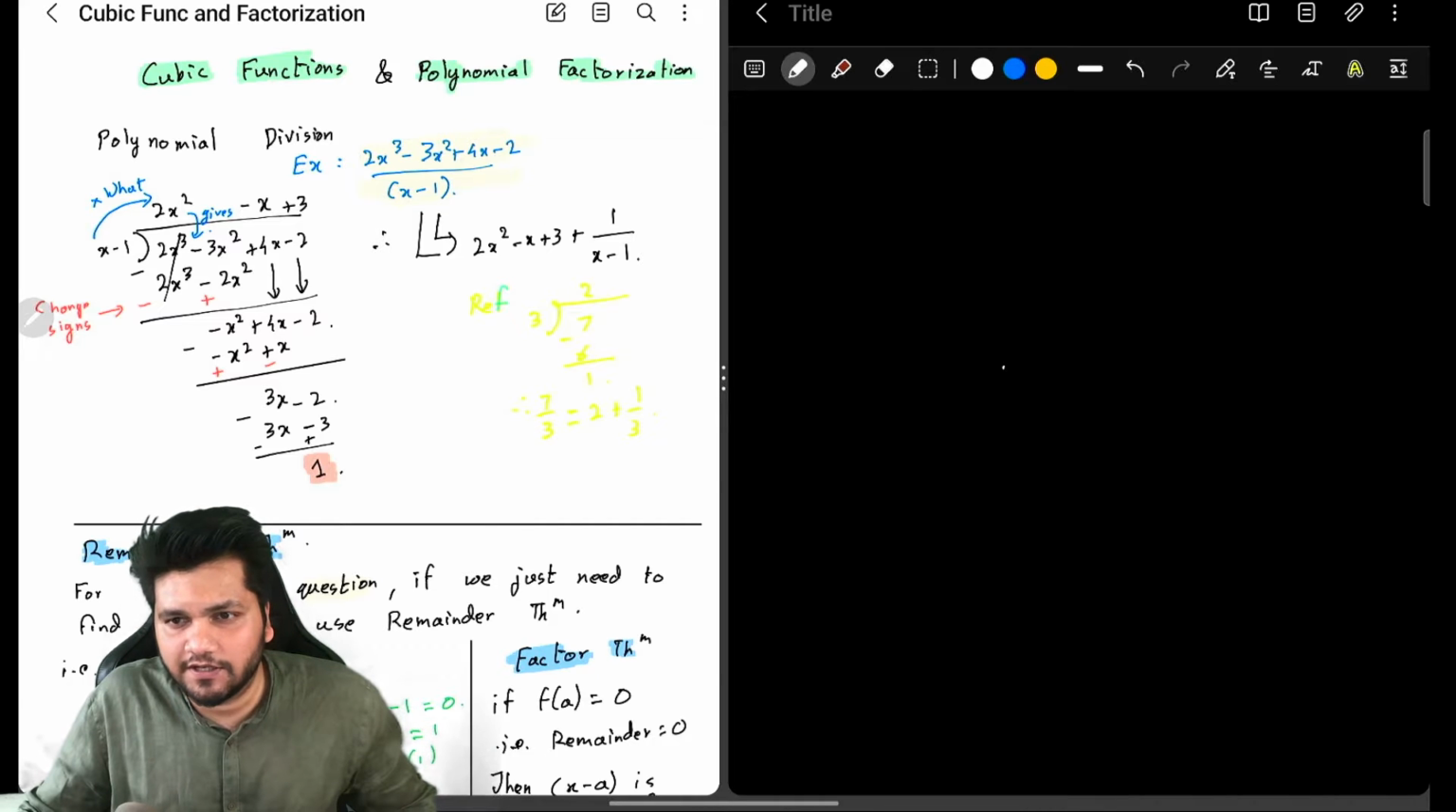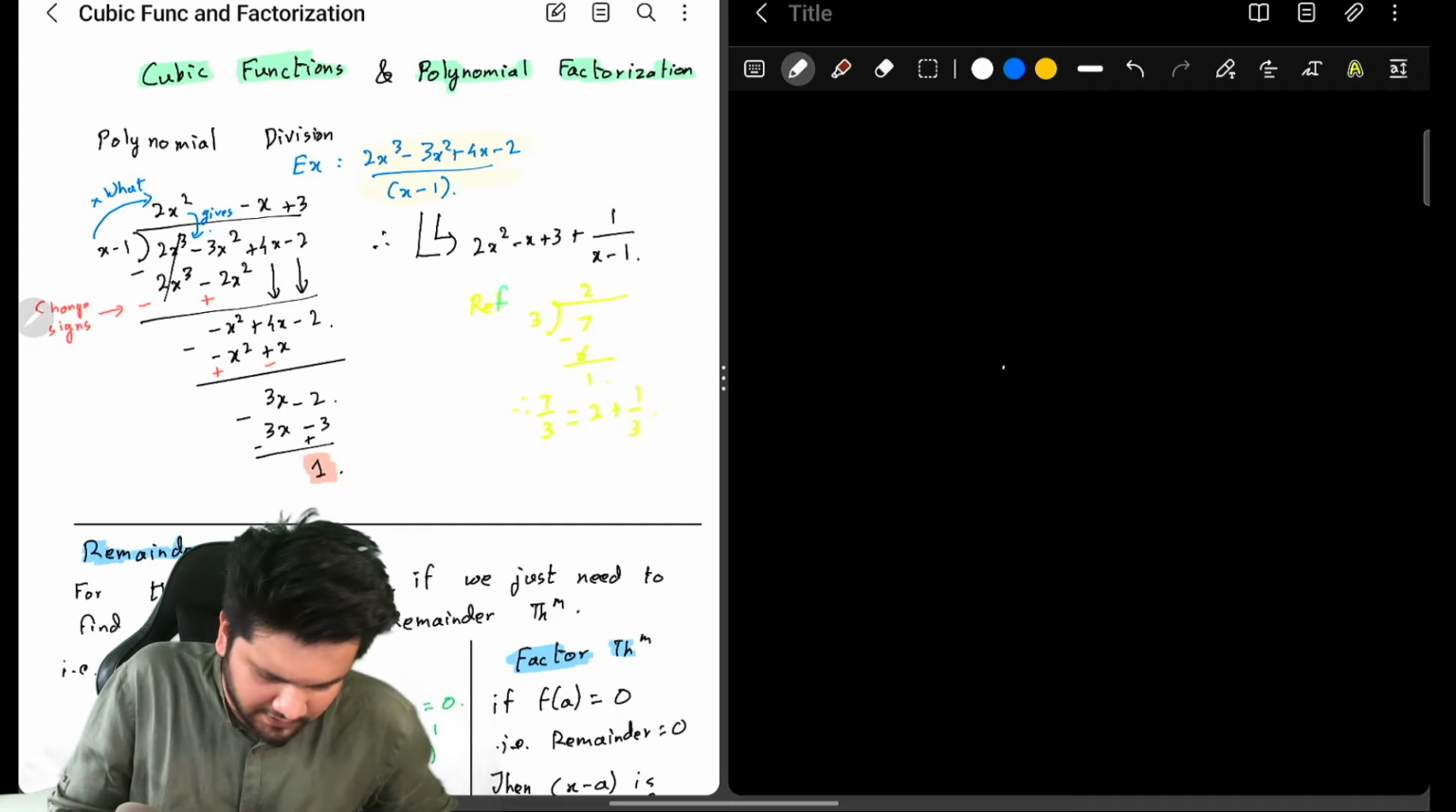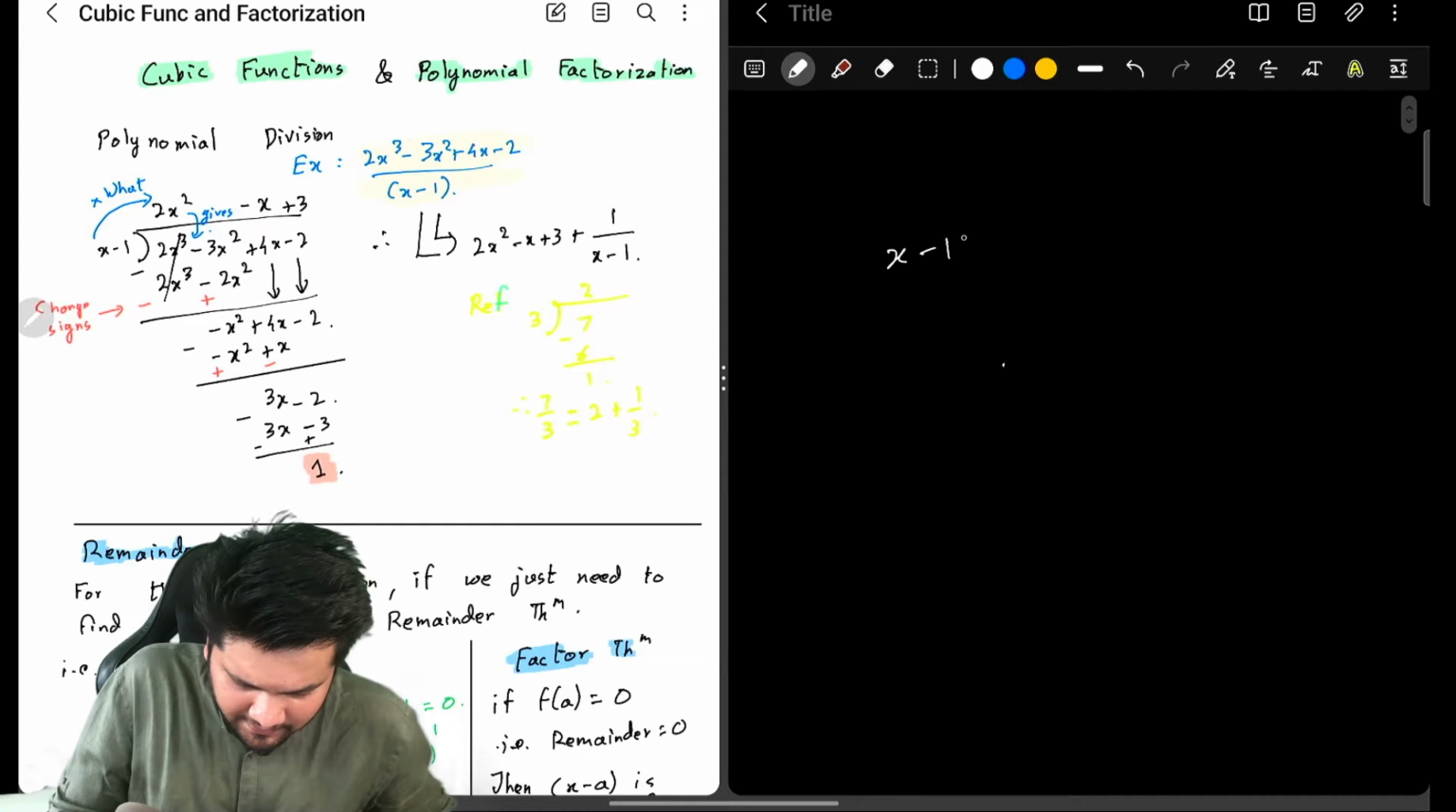So we're going to start with cubic functions and polynomial factorization. The first thing we are going to talk about is polynomial division. I'll just take the same example, which is on the left hand side. It is 2x cube minus 3x square plus 4x minus 2.